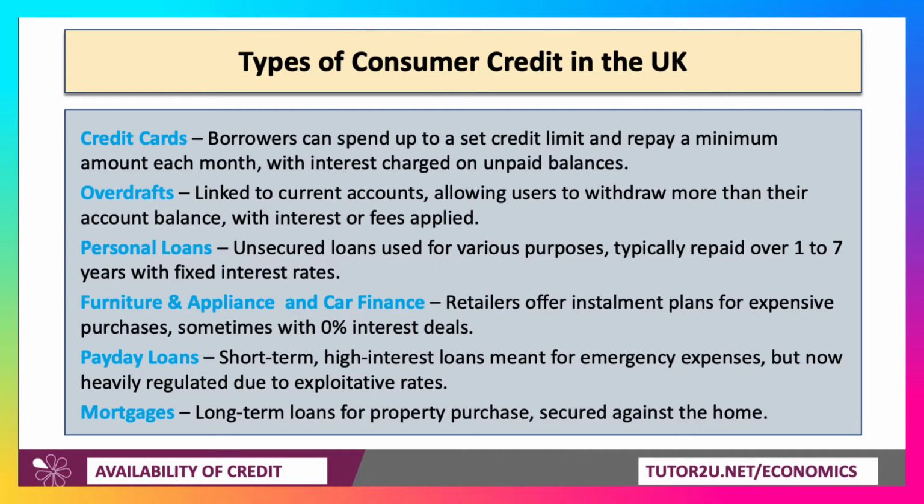But now, in fact, the UK government has regulated them to within an inch of their life due to previously exploitative interest rates. And obviously mortgages, a form of consumer credit, a long-term loan for the purpose of buying a property, secured against the home. So it's a secured loan. If you don't keep up with repayments, you can have the property repossessed. So in a modern economy such as the UK, there are lots of different types of consumer credit.